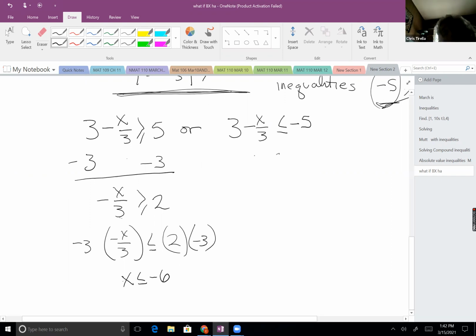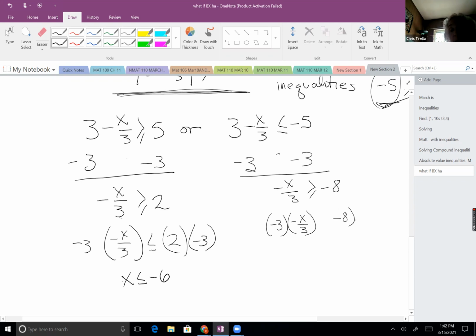On the other side, when I subtract 3 from both sides, I get -x over 3 is greater than or equal to -8. And again, to get the x alone, I'd have to multiply both sides, not just by 3, but by -3, because I want to get positive 1x. And again, when I multiply by a negative, I change the direction. And so that gives me that x is less than or equal to -24.